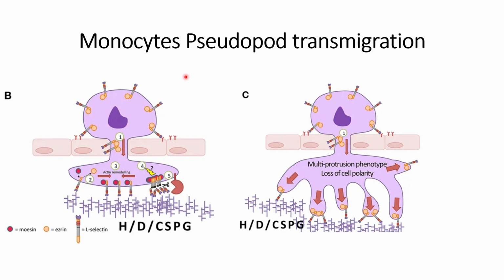So this monocyte pseudopod transmigration is not always in support, but most of the time it is. These things usually occur when the immune cells are migrating towards the tumor sites, through the adaptive immune response and also through the innate immune response.